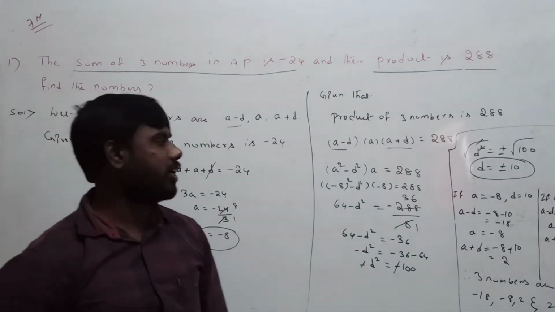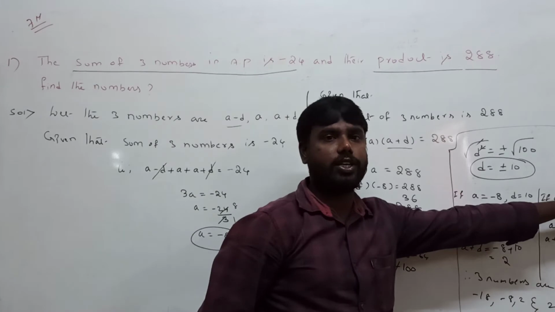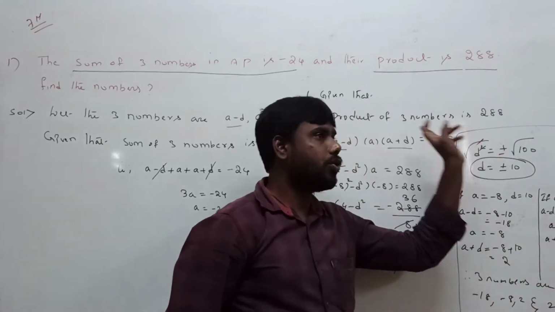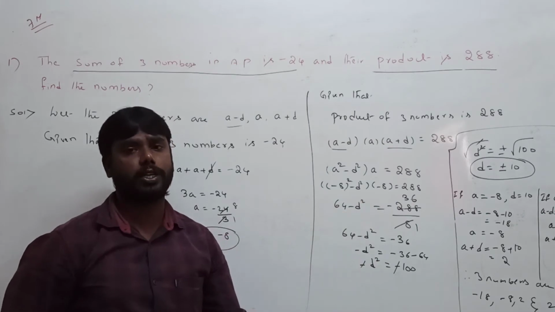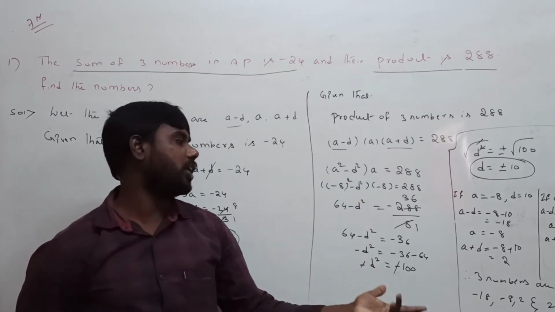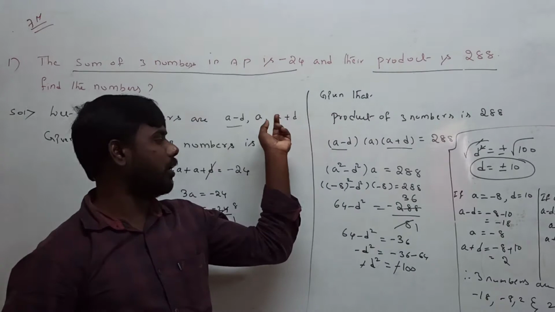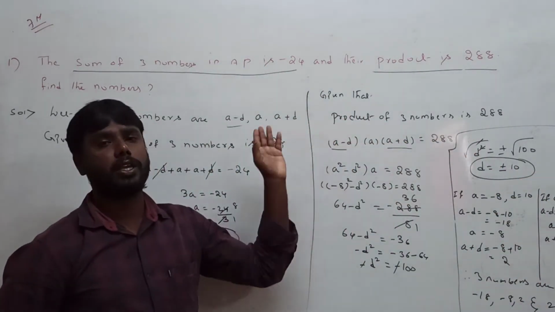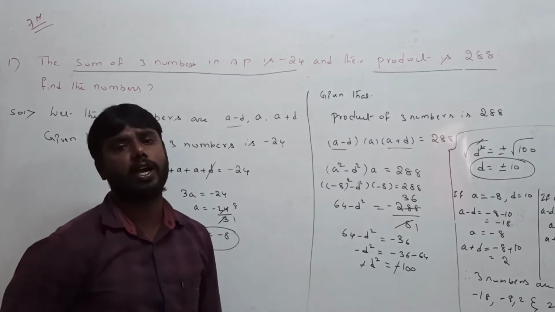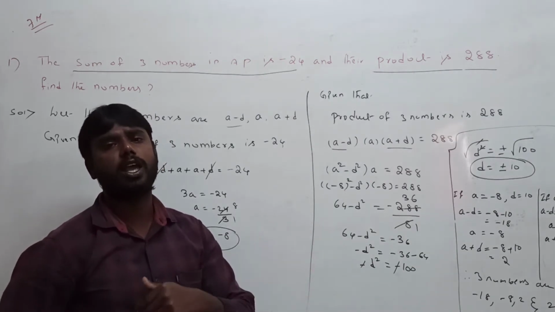Same as the second condition, d is equal to minus 10. We can substitute. The first number we assumed is a minus d. The a value is minus 8, minus of minus 10 is plus 10. Minus 8 plus 10 value is plus 2. Second number we assumed a is equal to minus 8. Third number we assumed a plus d. The a value is minus 8, d value is minus 10. So minus 8 minus 10 is minus 18.